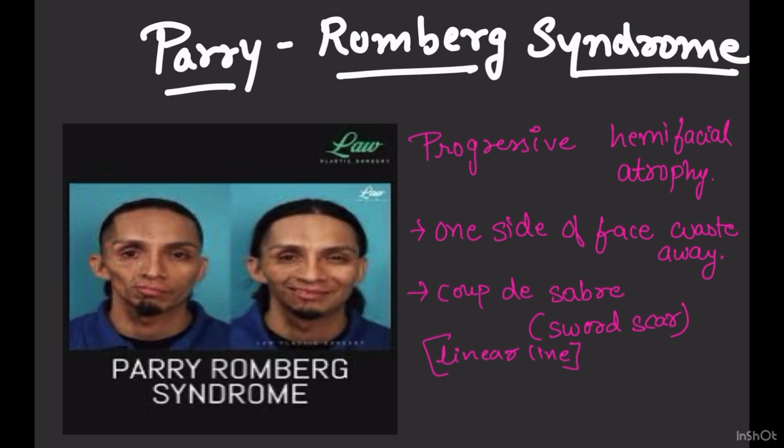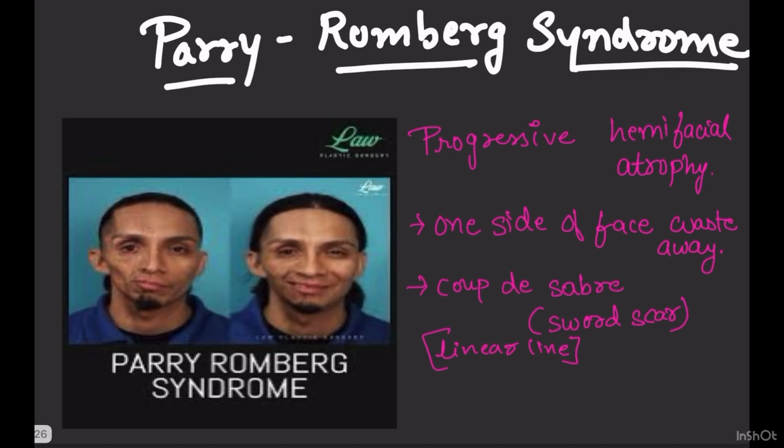So first is Pere-Romberg syndrome. In this syndrome, progressive hemifacial atrophy is seen. One side of the face wastes away. As you can see here, this side is a normal side, but this side is wasted. This is known as hemifacial atrophy.